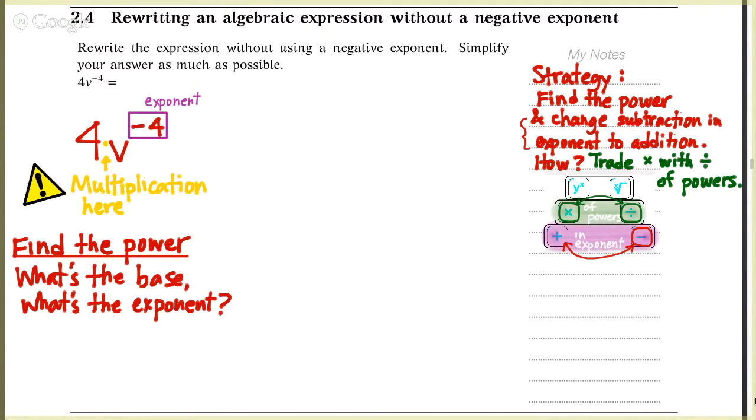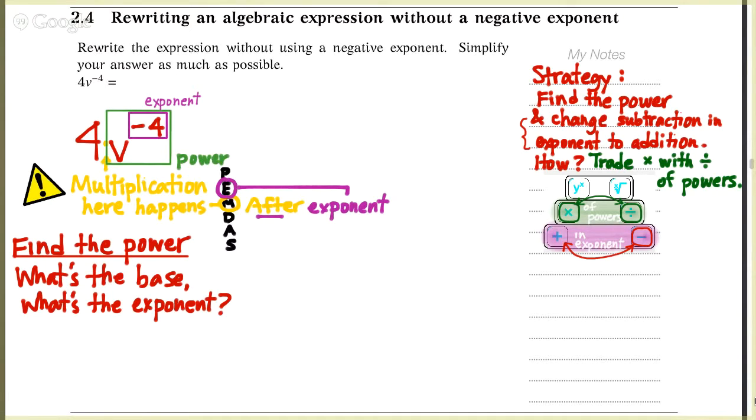It only applies to the thing which the negative 4 is right next to. Namely, it applies to the v itself. Because the multiplication that happens between that 4 and that v happens after the exponent negative 4 is applied to the v. So all of that is to say that the power which exists in this problem is the power v to the negative 4. And that 4, that extra 4 that's out in front is a numerical coefficient. That multiplication by 4 happens only after the power v to the negative 4 is computed.